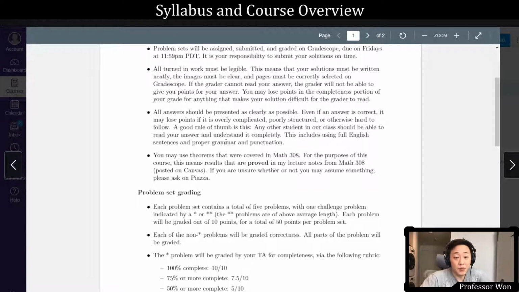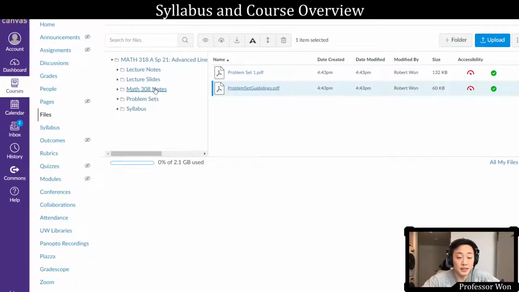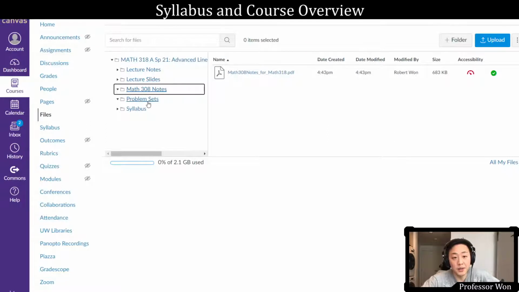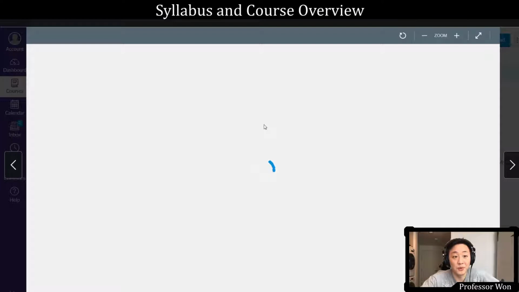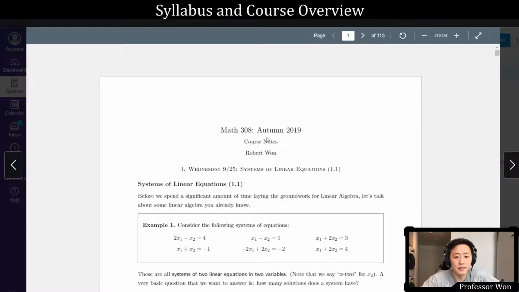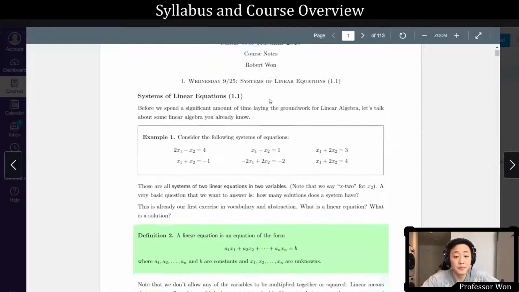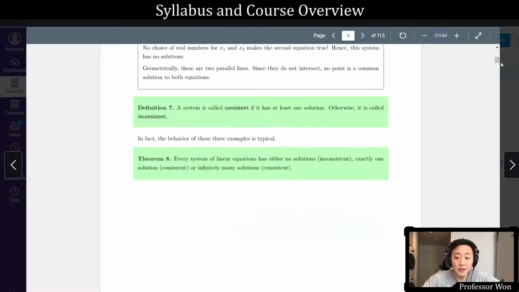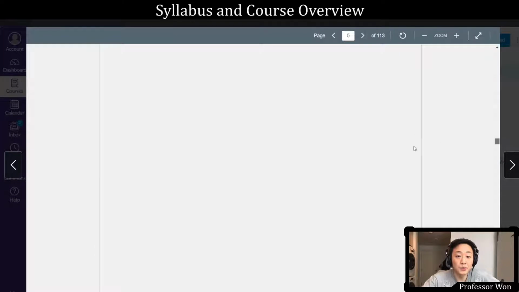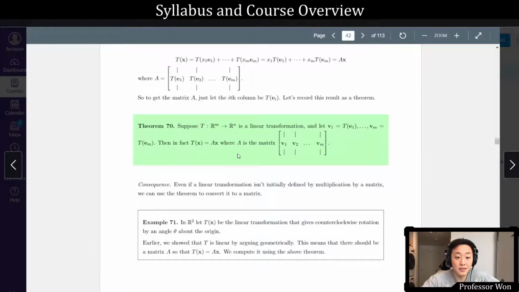A big technical point in this class is that we are assuming all the theorems covered in Math 308. So you can use theorems that are proved in Math 308, and the resource that I'm going to use for this is under Math 308 notes in the file section. I have my notes from when I taught Math 308 last autumn. If there's a theorem from Math 308 that you want to use, it has to be a theorem that was proved in these notes.